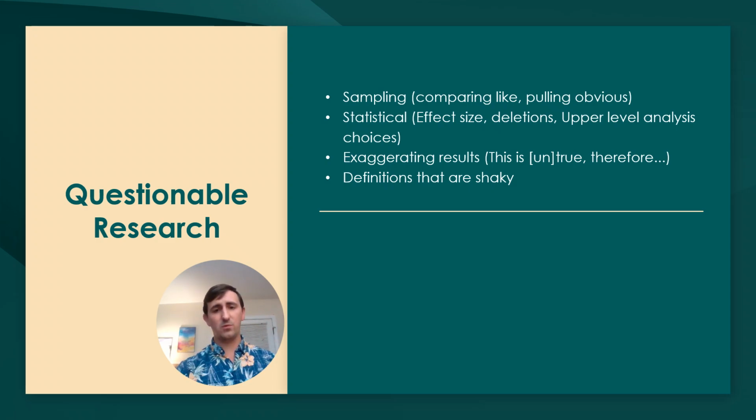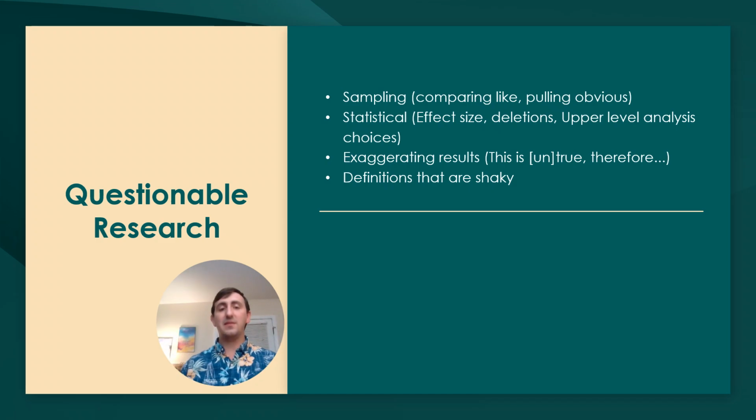There's four main categories I want to hit today: sampling, statistical, exaggerating results, and definitions, operational definitions to be specific. And we're going to jump right into sampling first. So when it comes to sampling, the two I want to talk about today, it's not the only way to mess up sampling, but the two biggest ways would be to mess up who you sample and to mess up why you're sampling those people.